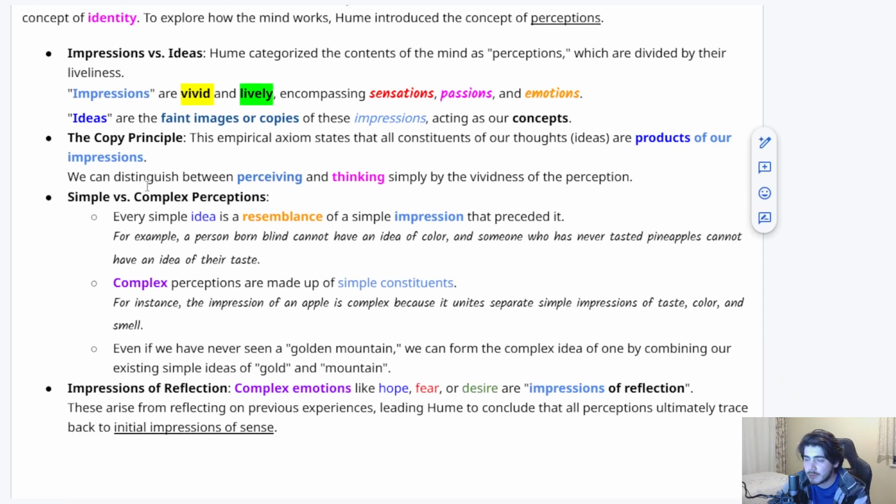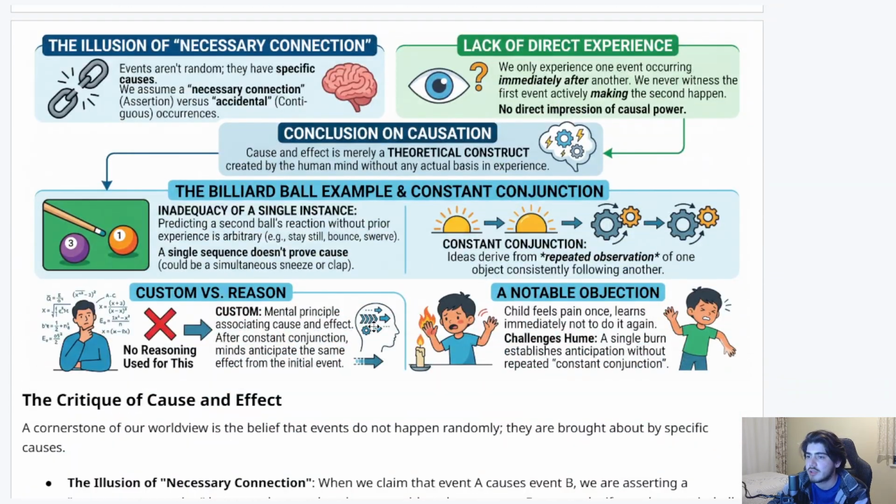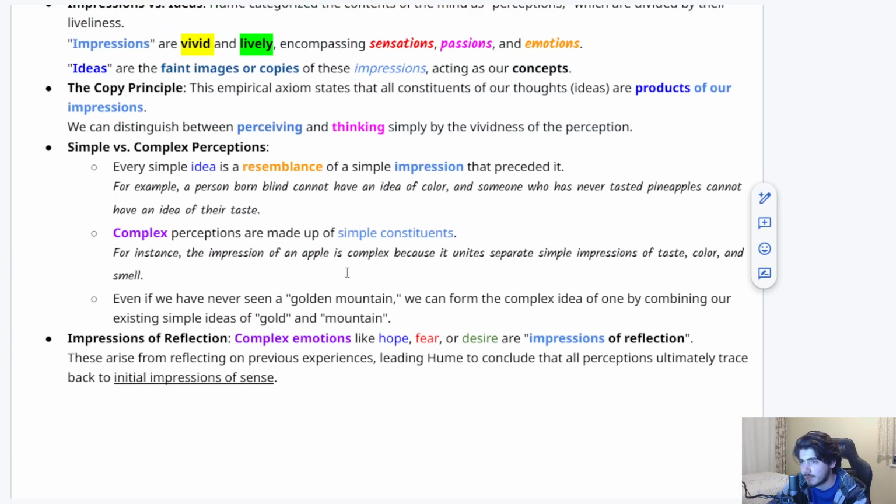There is a simple and there is a complex perception. Every simple idea is a resemblance of a simple impression that preceded it. For example, a person born blind cannot have an idea of color, and someone who has never tasted pineapples cannot have an idea of their taste. Simple impressions. Whereas complex perceptions are made up of simple constituents. This is similar to the simple versus complex of Locke, so he's just really building on top of it.